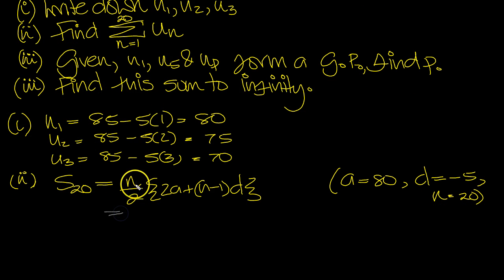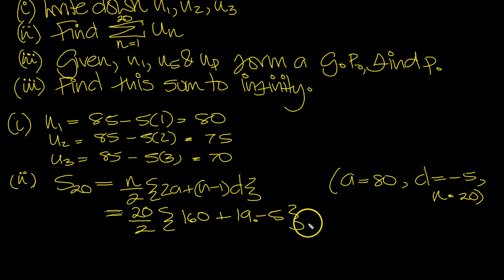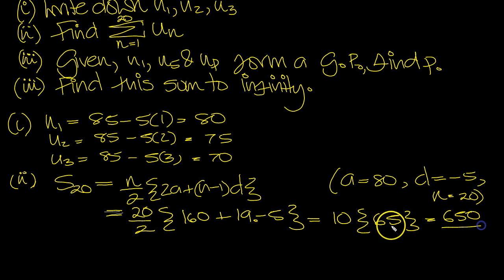So that's equal to, n is 20. So that's 20 over 2, times 2a, 2 lots of these is 160, plus 20 minus 1 is 19 times the minus 5, which is d. So that's equal to 10, since 20 over 2 is 10, times 160 minus 95, which is 65. Times 10 is 650. So that's that.